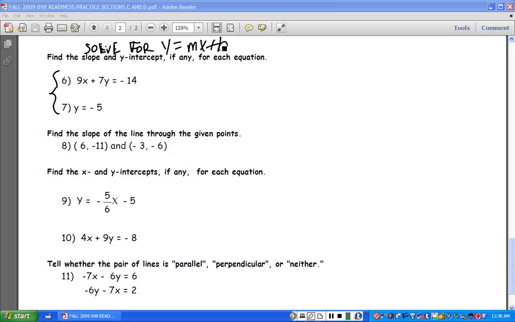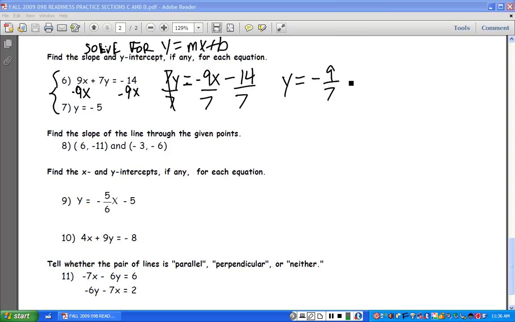Alright, so we want to get y by itself. So here, number 6, let's subtract 9x from both sides. So we have 7y equals -9x minus 14. Divide everything by 7. So now those cancel. Y equals -9 over 7 x minus 2. Minus 2 because 14 divided by 7 is 2. So that's where this minus 2 comes from.